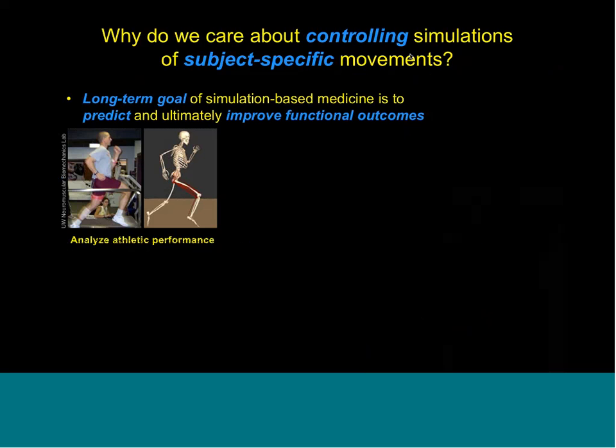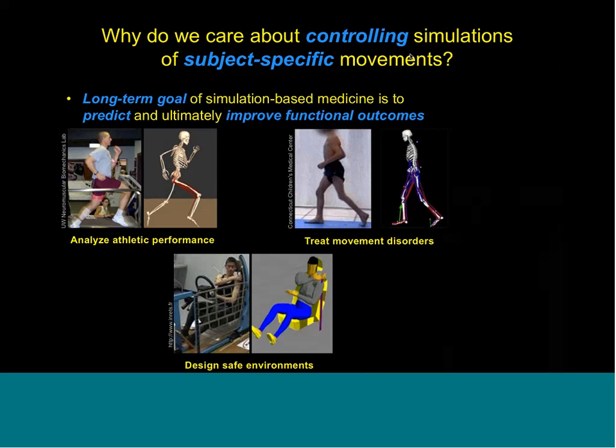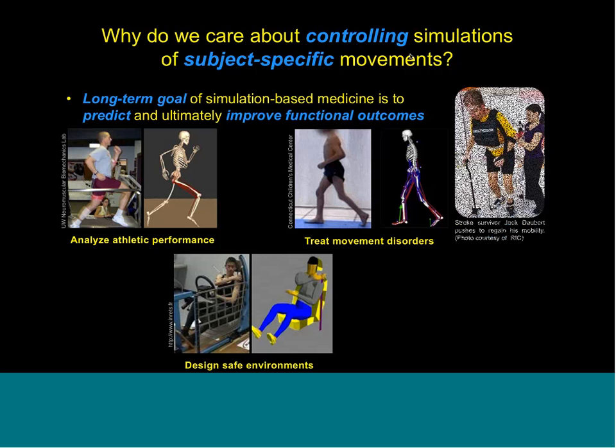So it's rather easy to motivate the OpenSim webinar crowd to use computer simulations in general, but why do we care about controlling our simulations, and particularly for controlling simulations of subject-specific movement? First, the long-term goal of simulation-based medicine is really to predict and ultimately improve functional outcomes, whether you're looking at analyzing athletic performance, designing safer working environments, or treating movement disorders. We may be interested in treating movement disorders for young children with cerebral palsy, all the way up to elderly adults surviving a stroke.